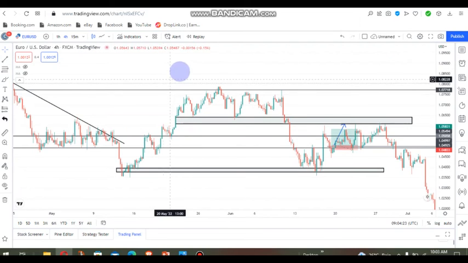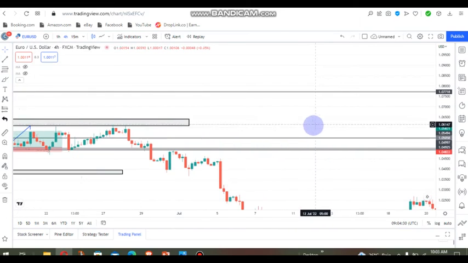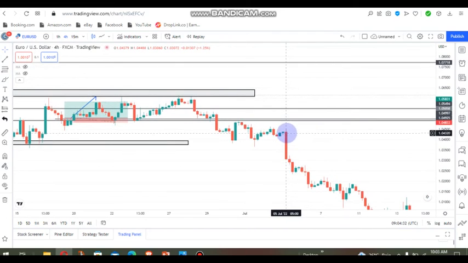Now let me talk about time frames. As you can see, we're in the 4-hour time frame. When they say we're in the 4-hour time frame, it takes 4 hours for this candle to be formed. If you are in the 1-hour time frame, it takes 1 hour for a candle to be formed. These are called candlesticks.